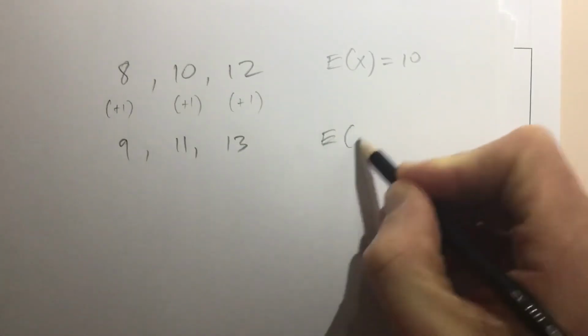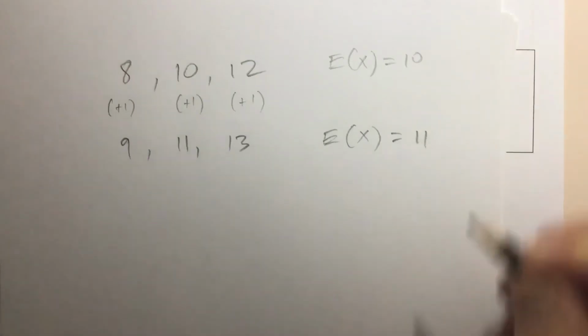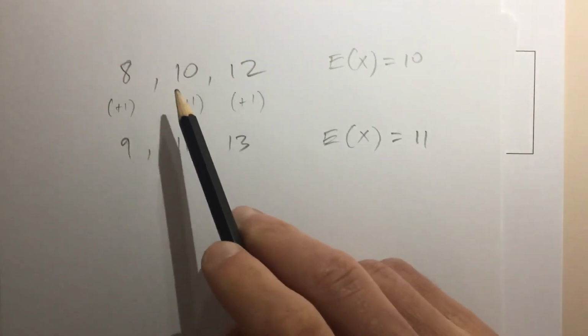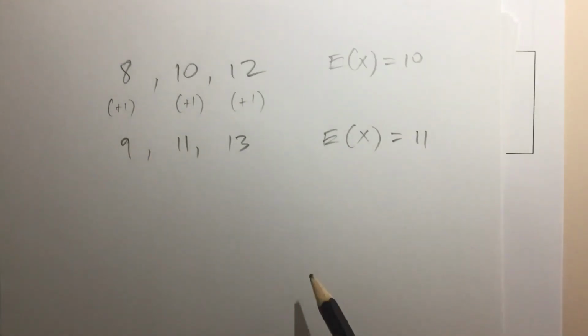And what would happen to the expected value? Well, the expected value just went up by 1. So the expected value is now 11. Now that makes sense, right? So all that's saying is that if you take the variable and add 1 to everything within that variable, then you're also going to increase the expected value by 1.